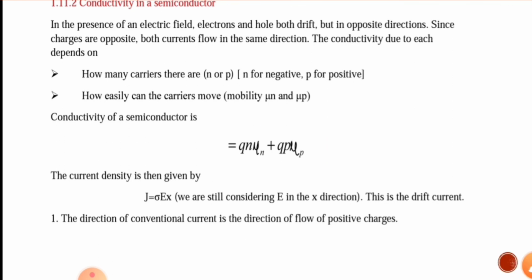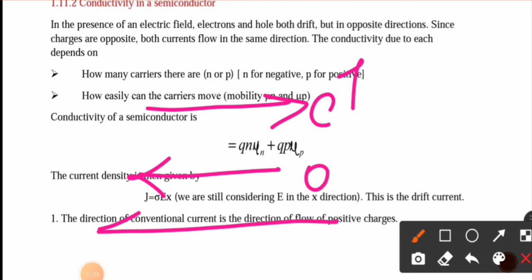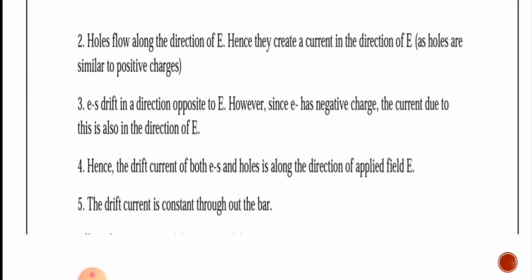The direction of conventional current is the direction of flow of positive charges. So if electrons are moving in this direction, holes will move in the opposite direction, and that will be the direction of current flow. Current flow will be in this direction, right? So the conventional current is in the direction of positive charges. Holes flow along the direction of E, hence they create a current in the direction of E, as holes are similar to positive charge. Electrons drift opposite to E. Since electrons have a negative charge, the current due to them is also in the direction of E. Hence the drift current of both electrons and holes is along the direction of the applied field E. The drift current is constant throughout the bar.